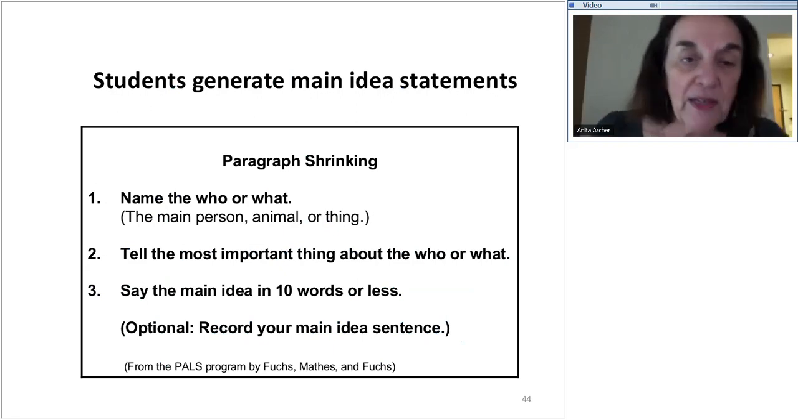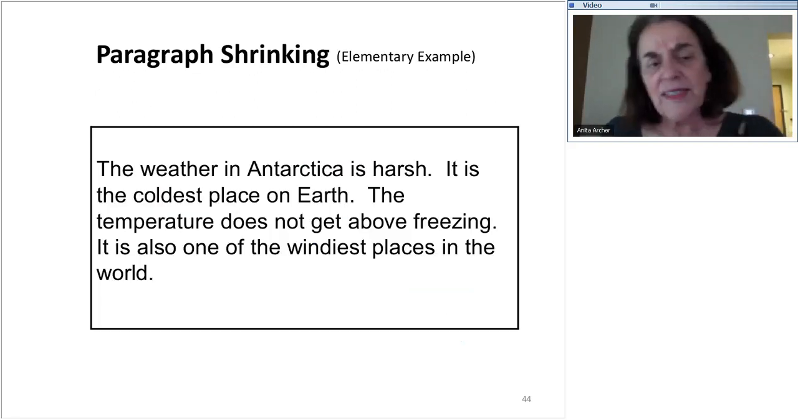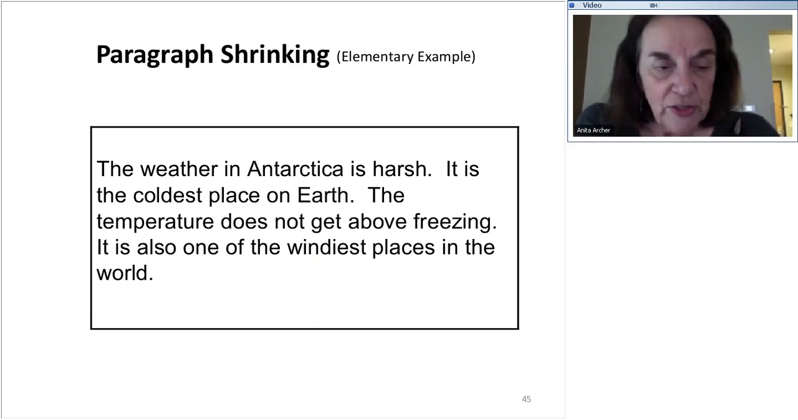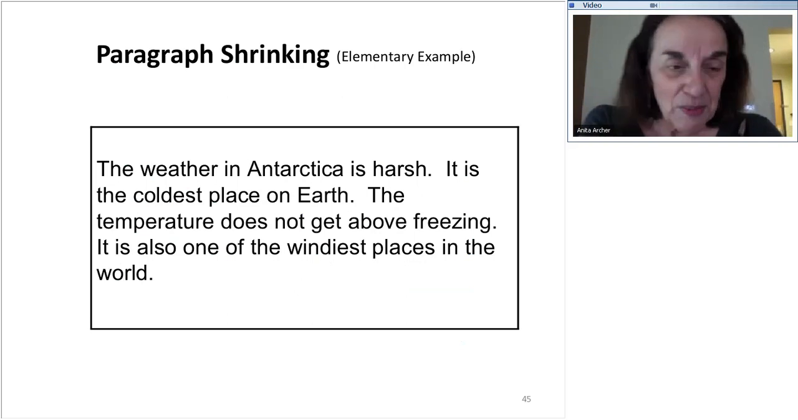Now, one of the videos that we're going to put up, I'm modeling this with a middle school class, so you're going to be able to look carefully at how it's taught. But let's just have an example. So we read a paragraph such as this. So I'm going to read when I stop, say the next word.